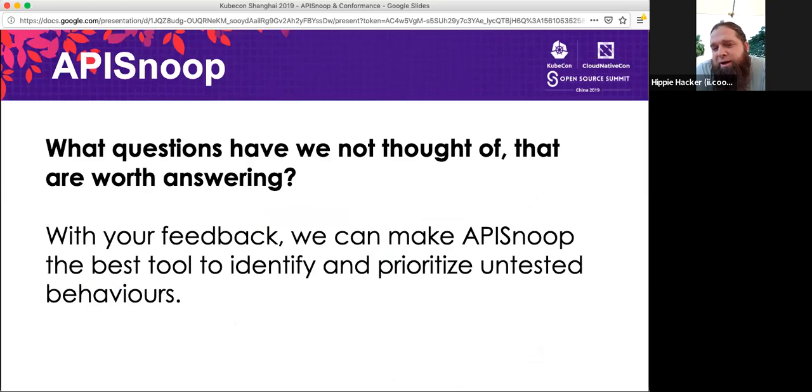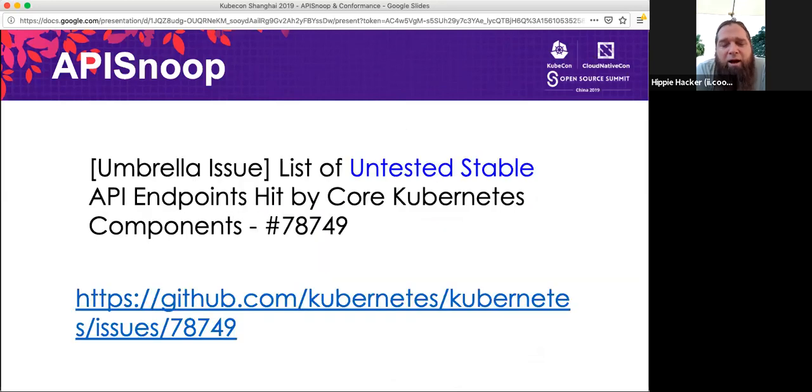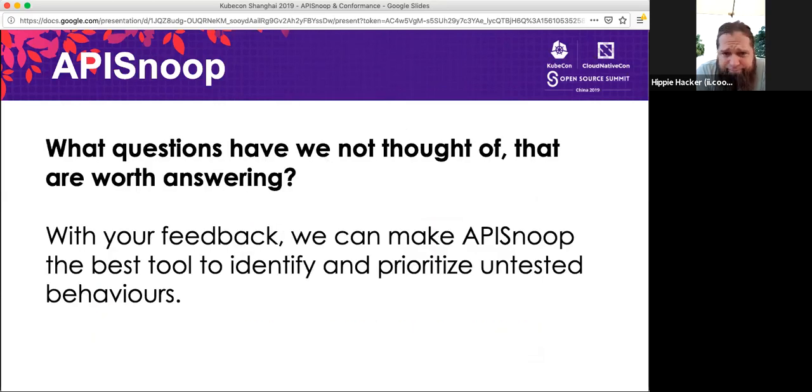It's just a question, we came up with an answer, but there's probably other interesting questions that this group has that we could look at. And that's where we're at now on the next slide. Yep, there we are. With your feedback, I'd love to make API Snoop the best tool for identifying and prioritizing untested behaviors, but we need to be asking the right questions. And I want to make sure that we're on track in asking and answering the right questions.